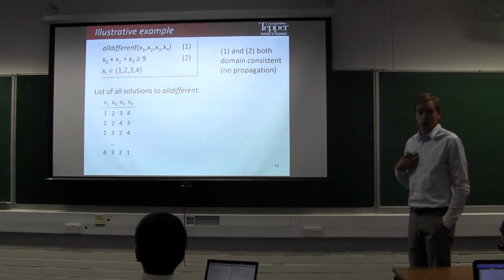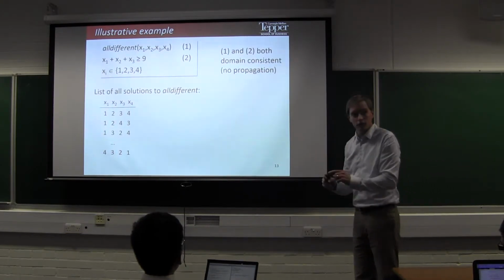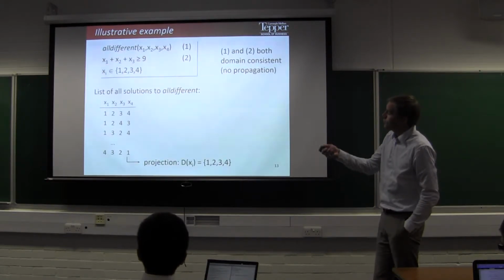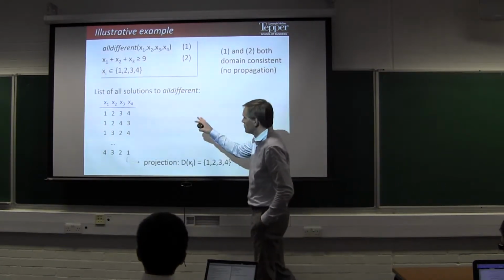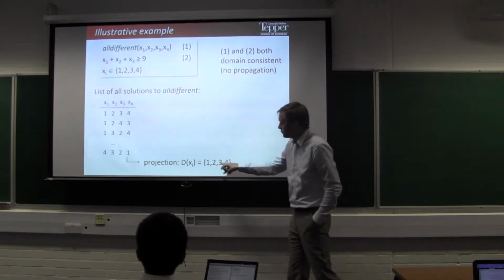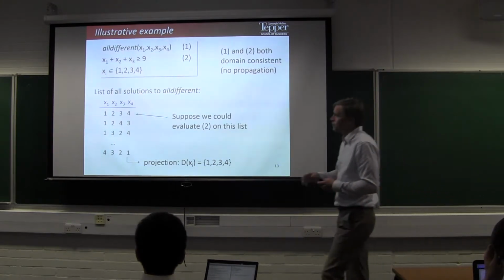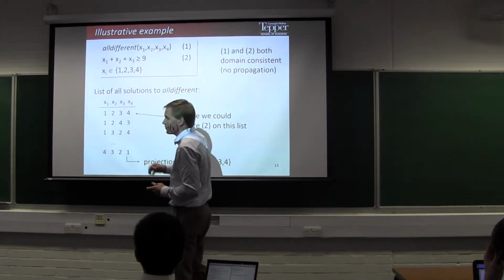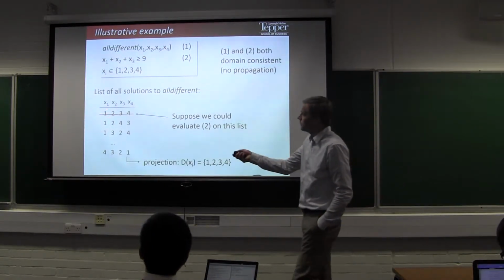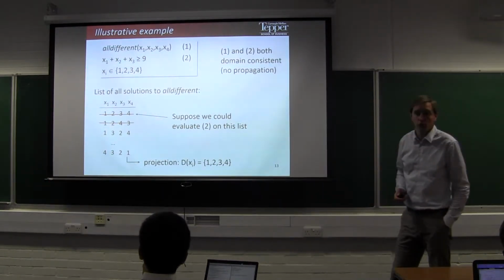Okay? Suppose my constraint propagation engine is allowed to go into the all different and into the list and now evaluate the second constraint. So if I look at the list, of course, if I project all these tuples, I get the original domains back. If I look at the second constraint, and I check which of these tuples satisfy the second constraint, I can eliminate that one, because it is value 10, this is 10, this is 10. So many of them can be removed from the list.